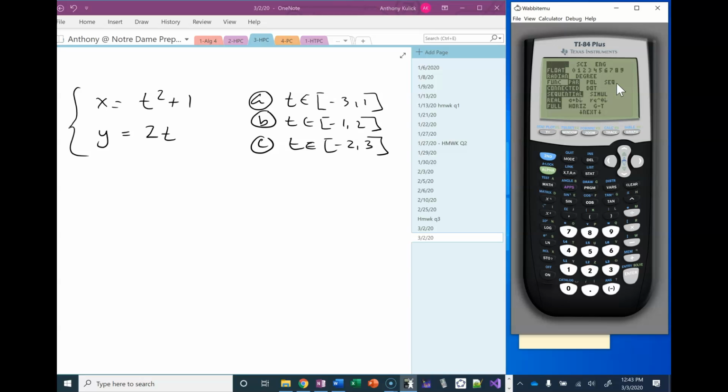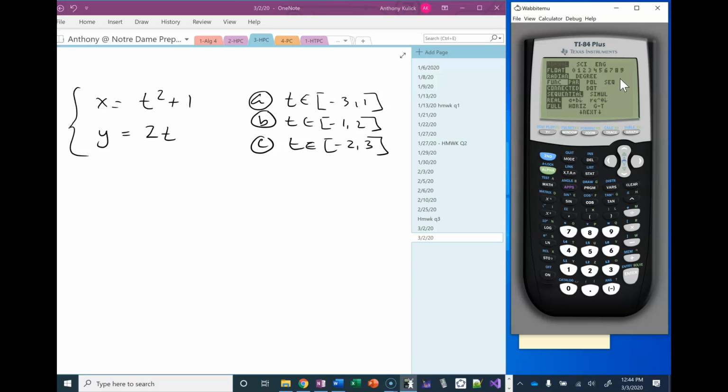The next option, PAR, is short for parametric. That's what we're going to do now, change our option to parametric mode. So move your cursor over to PAR and press enter to select that option. POL is short for polar. We'll do that later this chapter. And SEQ is short for sequential. We don't do that in this course.